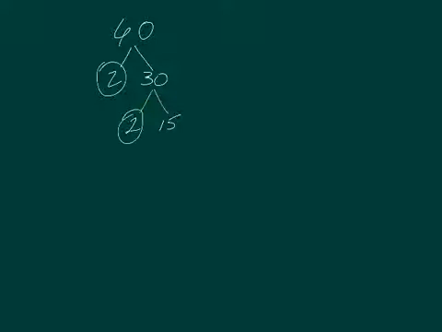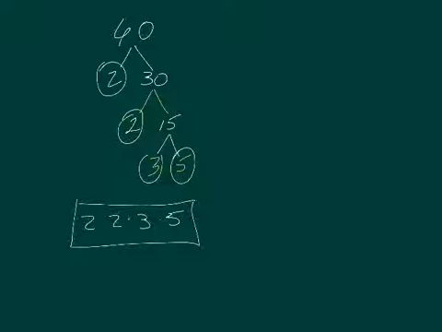2 is prime. Is 15 prime? No, because 3 and 5 go into 15. And now I ask myself, is 3 prime? Yes. Is 5 prime? Yes. And there's nothing left to divide, so I'm done. Everything at the end of my lines is circled, so I know I'm done. So my product of primes looks like this: 2 times 2 times 3 times 5. And that is my answer.